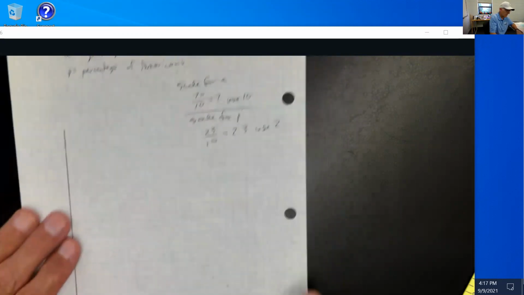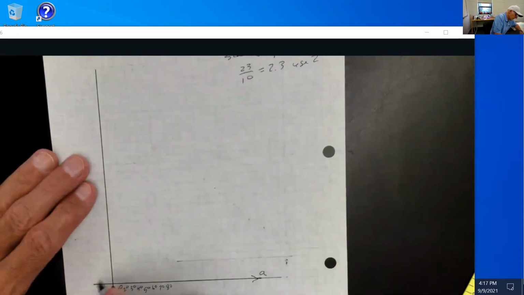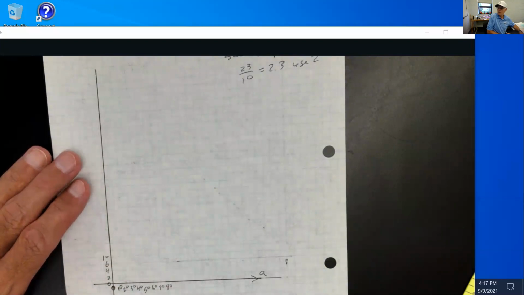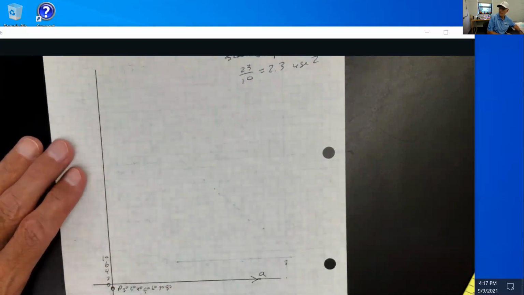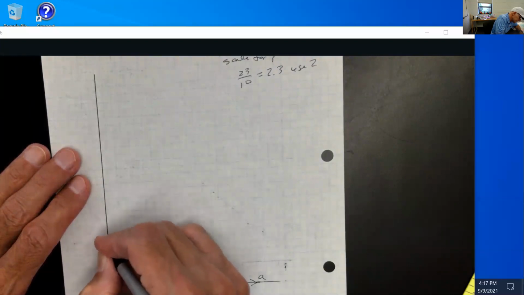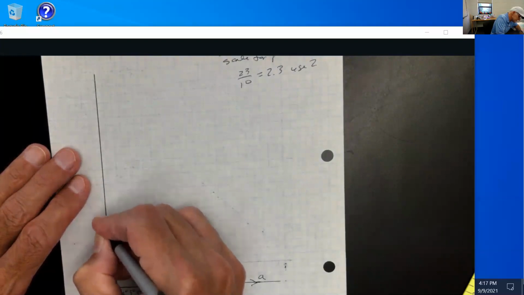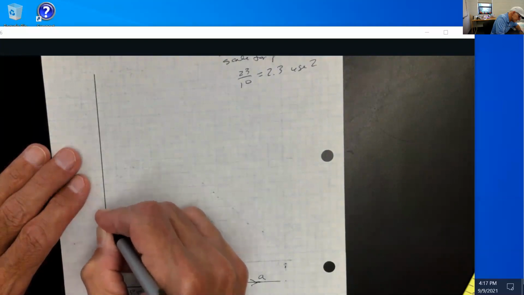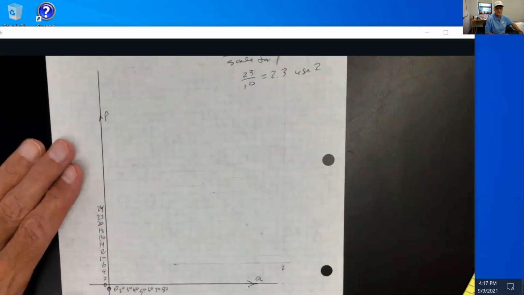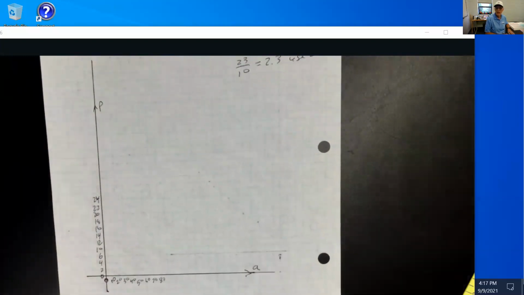Now our scale for P is 2. So each square is 2. 2, 4, 6, 8, 10. And the largest value here is 23. So I need to go up to probably at least 24. And this is the P-axis. Now we're ready to plot our points.